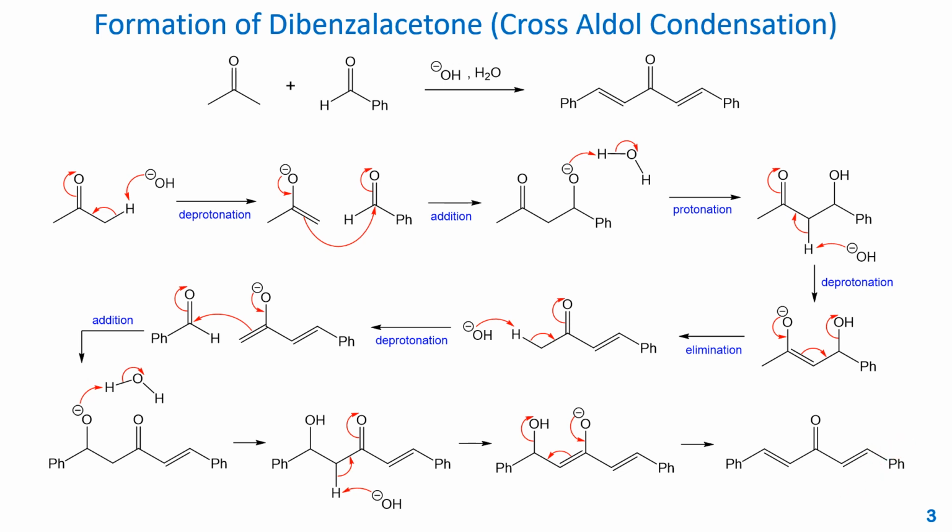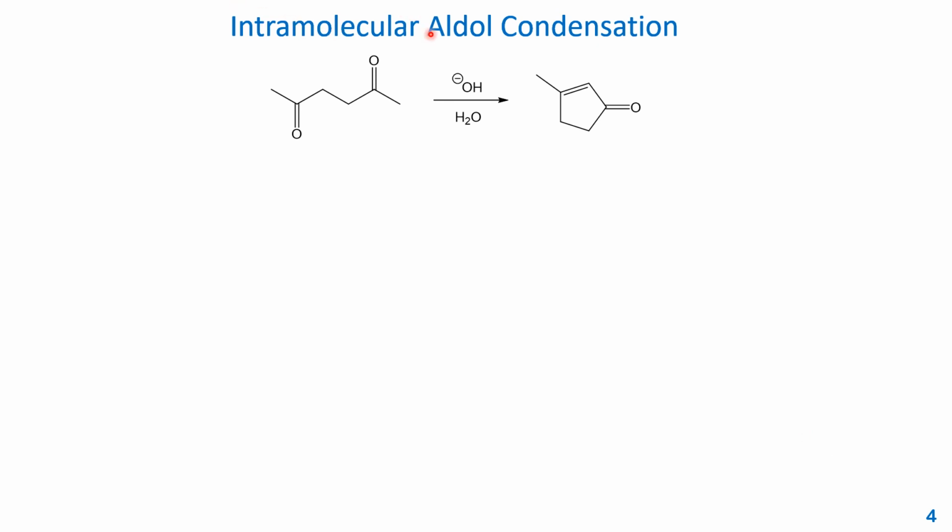Okay, last I will talk about intramolecular aldol condensation. So that will form a ring system. I will use this example of a diketone. Okay, this is 2,5-hexanedione. And we use a basic condition, and form this 5-membered alpha beta unsaturated ketone.